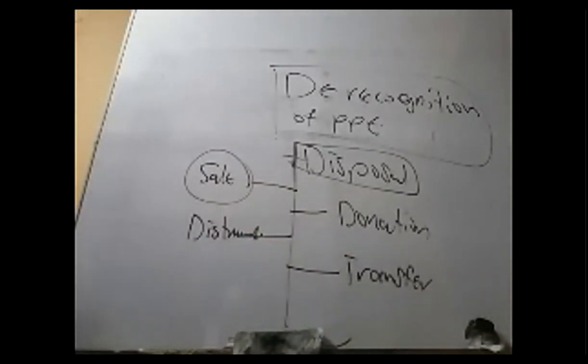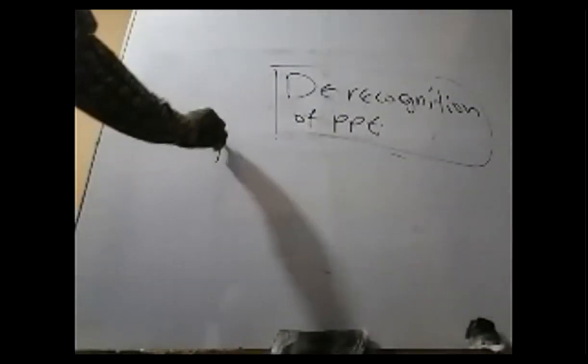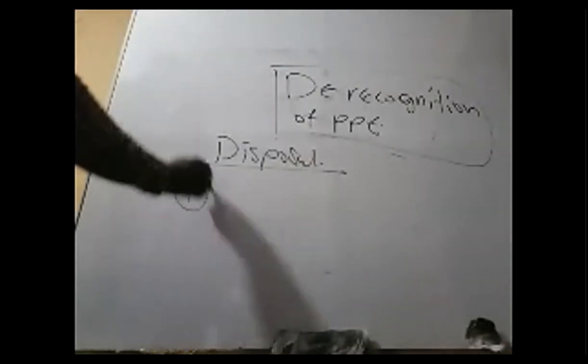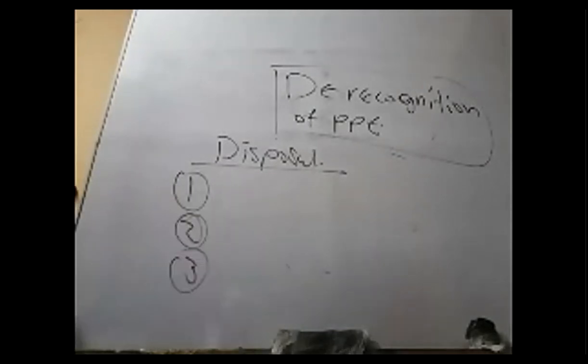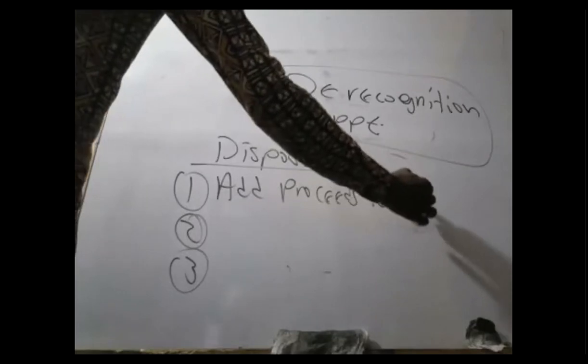So if you sell an asset for cash, what is the accounting treatment? And then that's the end of IAS 16, and that's the end of today's session. The accounting treatment in disposal is as follows. I have only 3 steps, then you are done. Step number 1, you sold the asset for cash, so add the proceeds to your cash, because you receive money.